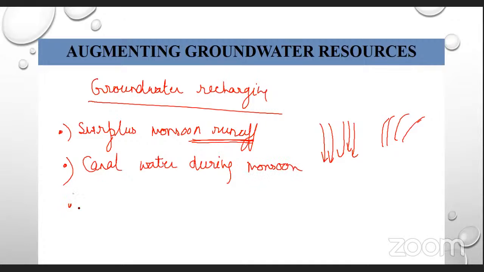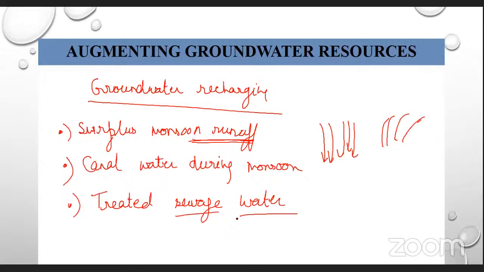Then the third point is that we should also treat our sewage water. As you all know, in the sewage we are using lots and lots of water, so we should use that sewage water. By treating it, we can use that water for irrigation also. These are the points.